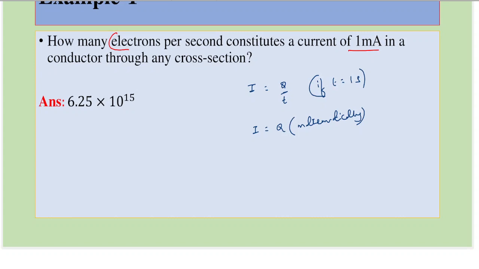Now here I is equal to 1 milliampere, which is 10 power minus 3, that is equal to capital Q, where capital Q is equal to the number of charge carriers into the charge value, which is N into E. There is no need to put a minus sign here because technically Q is equal to plus or minus N into E, but already the question says it is electrons. So N here is the number of electrons.